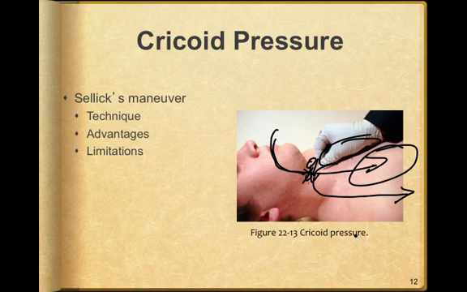Limitations on the Sellick maneuver: it can worsen the view of the vocal cords, does not completely eliminate the risk of aspiration, can lead to esophageal rupture, it can compromise an unstable cervical spinal injury, and may also cause laryngeal trauma. In pediatric patients, excessive force can occlude the trachea because the cartilaginous rings that maintain the open trachea have not fully formed. So whenever we're doing it on a pediatric patient, very gentle should be our mantra.